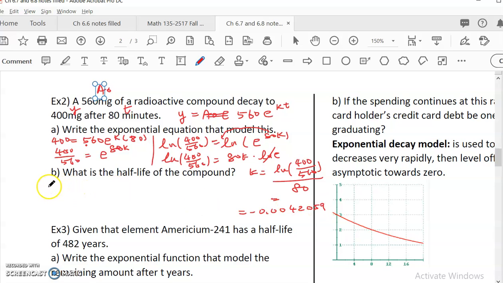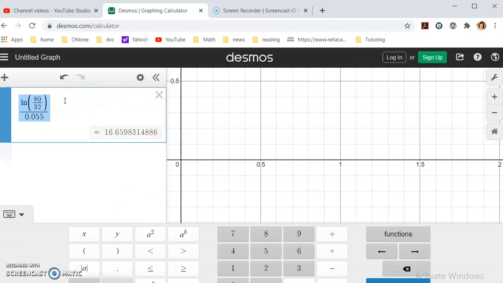So what's the half-life? Half-life is ln 1/2 over negative 0.004259. If I do that, that would equal 164.8 minutes. So I can just show you: ln 400 over 560, just so that you know how to do it, divided by 80. See, negative 0.004259. Use as many decimals as possible.